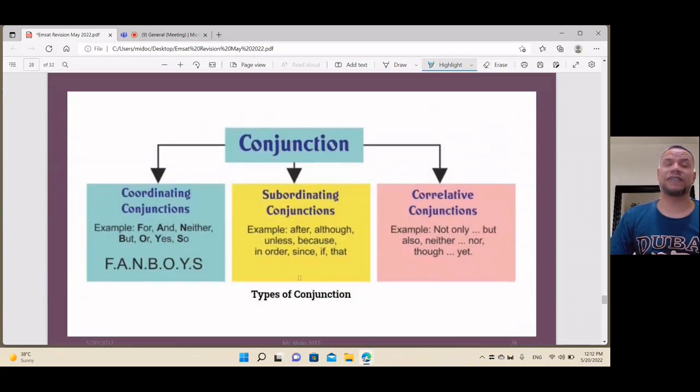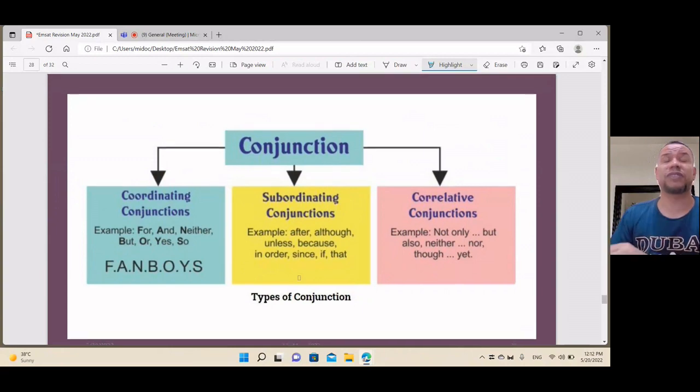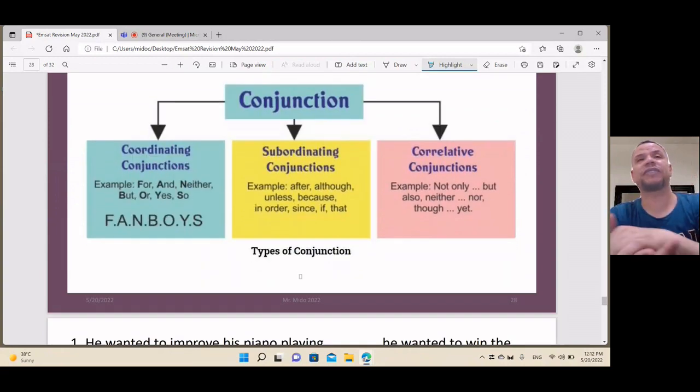Conjunctions, number 7, sorry. Parts of speech, number 7. Conjunctions: I told you, to connect, to join 2 sentences, you use coordinating conjunctions or subordinating conjunctions or correlative conjunctions. As FANBOYS, you know it: for, and, nor, but, or, yet, so. To use after, before, in order to, since, if, that, to use not only, but also, neither, nor, either, or, though, yet, and so on, in spite of, and so on. So we have a lot of conjunctions here.